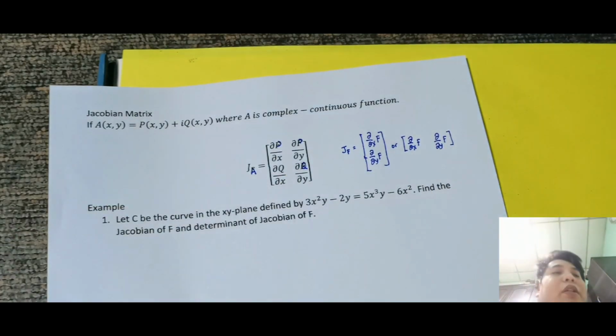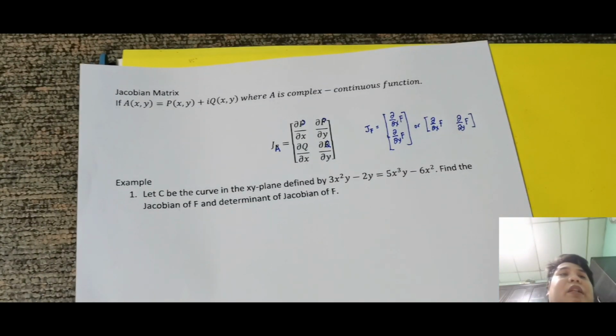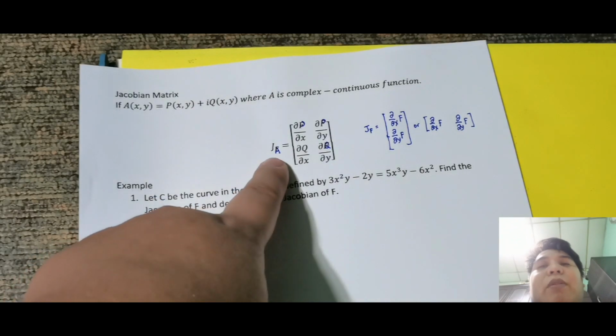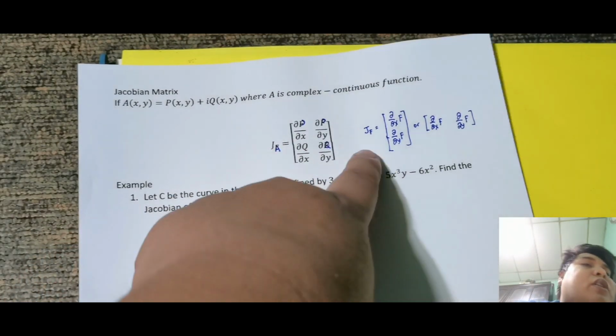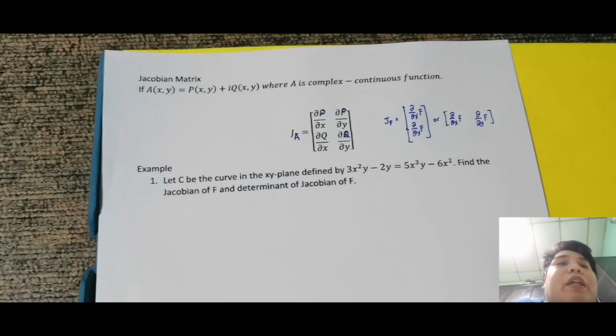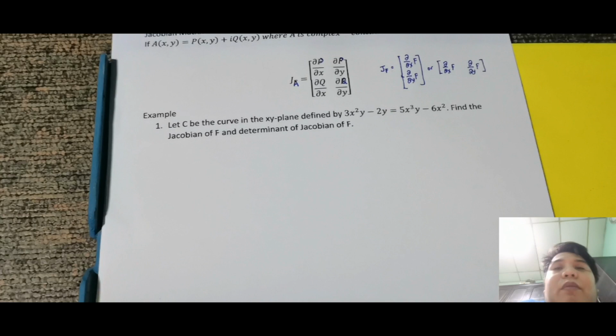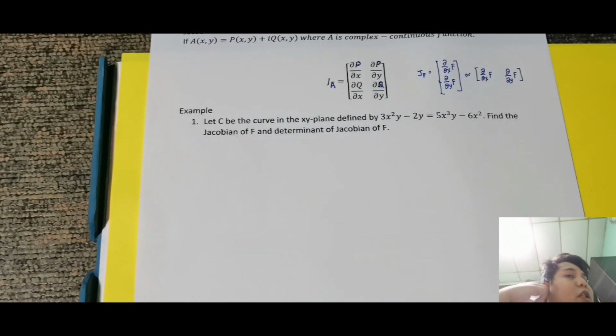So para siyang 2 by 1 saka 1 by 2. So pag multi-valued function o pag real valued function. So pag multi-valued function or complex valued function, ito 2 by 2 siya, 2 by 2 matrix. Ito 2 by 1 or 1 by 2. Ayun yung mangyayari. Okay, so let's start example. So for example number 1, so let's see with the curve in the xy plane such that that is 3x squared y minus 2y is equal to 5x cubed y minus 6x squared.